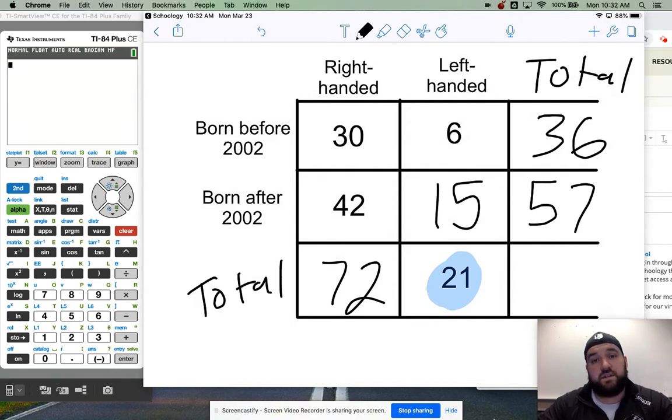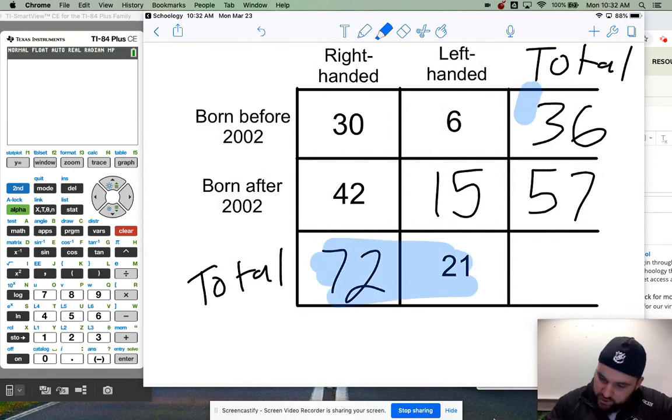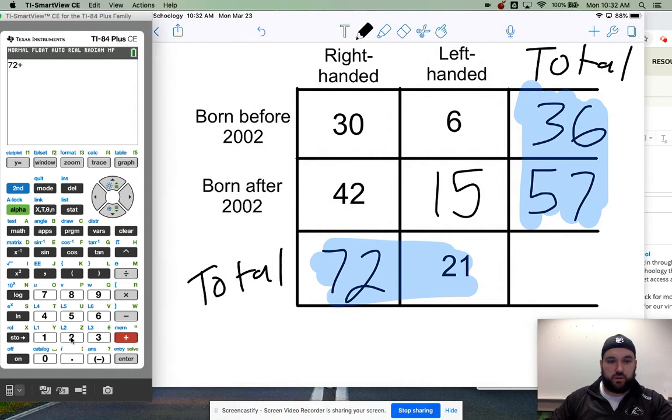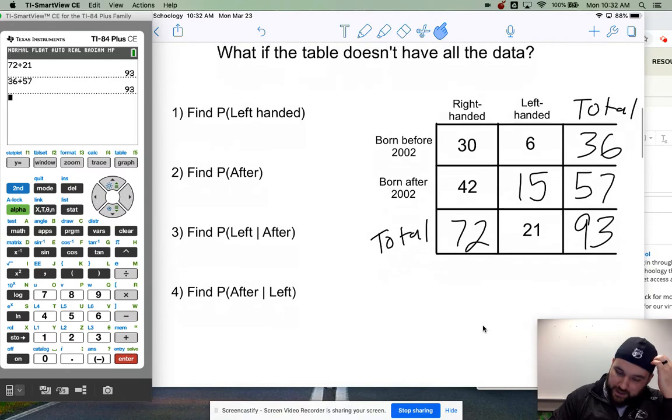Now, one of the ways to know you did it right is when I add the totals up, when I add these two together, that should be the same as when I add those two together. And whatever number I get goes in the lower right. I don't add all 4 of them up. So to check this, 72 plus 21 says there are 93 people total in this survey. If I do 36 plus 57, I also have 93. So that's the number of people that were surveyed overall. There I've finished my table, and now I can answer these questions.